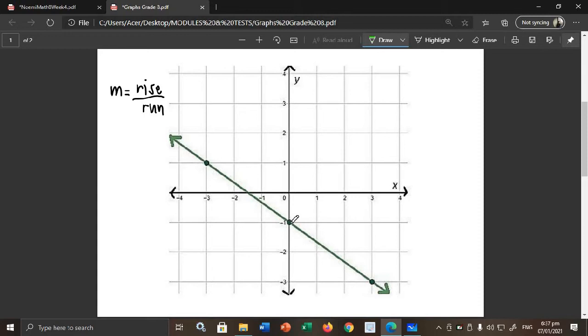Let's count the units upwards. So we have 1, 2. We have 2 units upwards. And then yung run natin is going to the left side. Okay? So you will get a negative value.